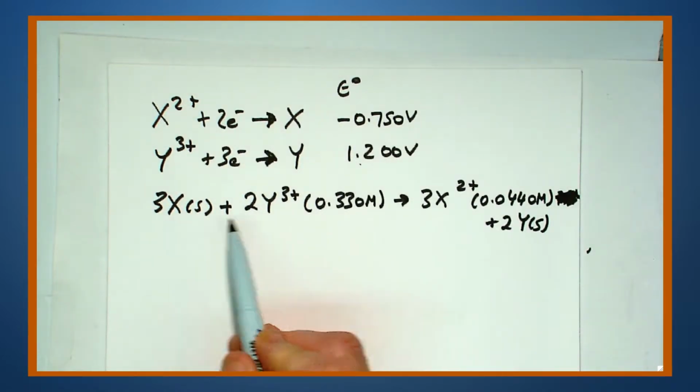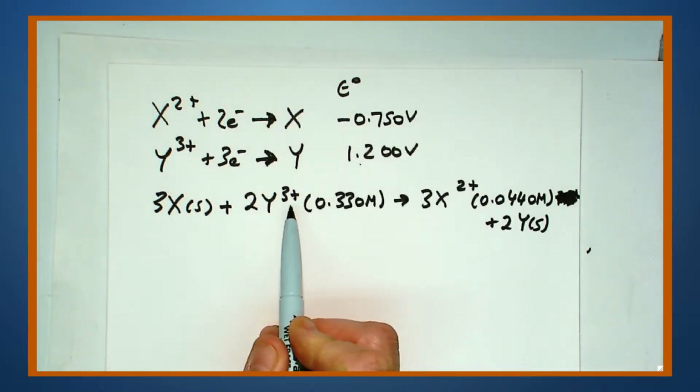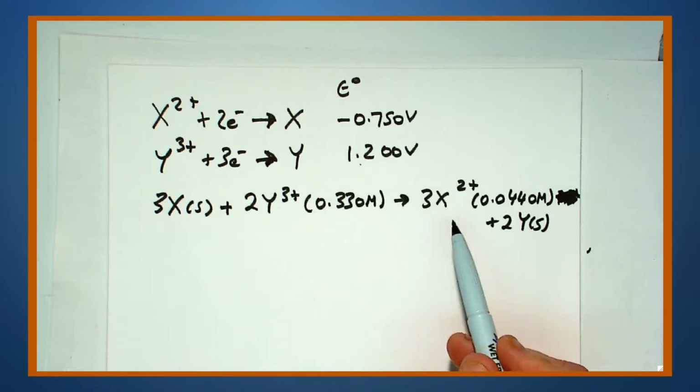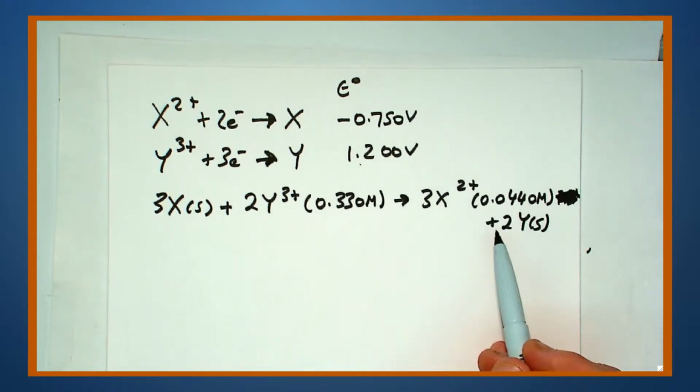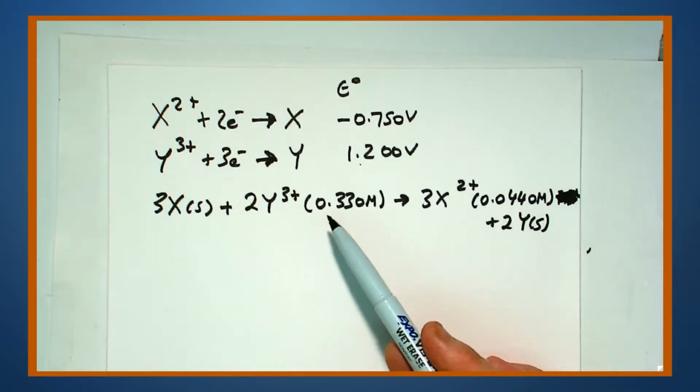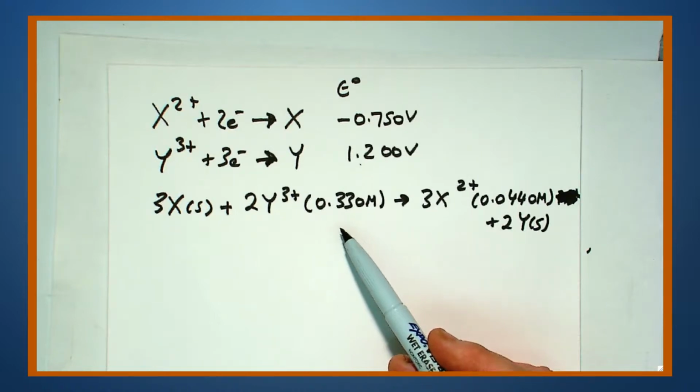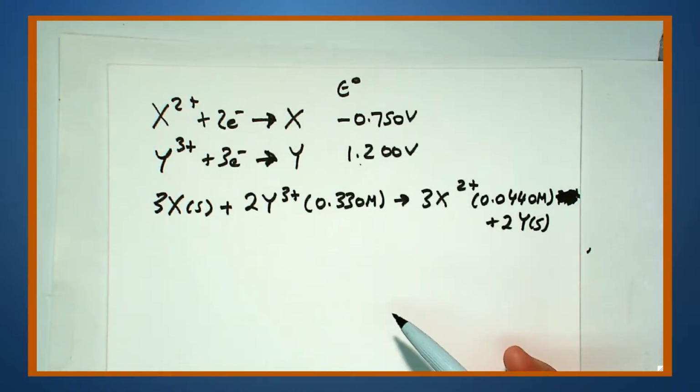We have 3 lots of X, 2 lots of Y in the +3 oxidation state going to 3 lots of X in the +2 oxidation state, and 2 lots of Y. So to put it in the parlance, we can say that basically X has displaced Y from solution, would be a way in which we can put it.